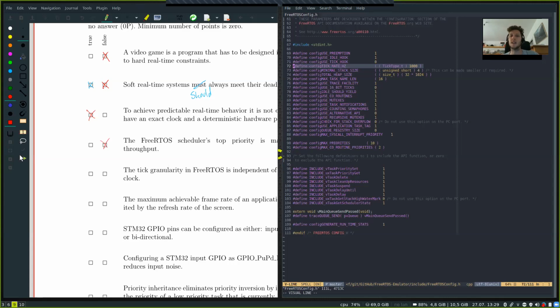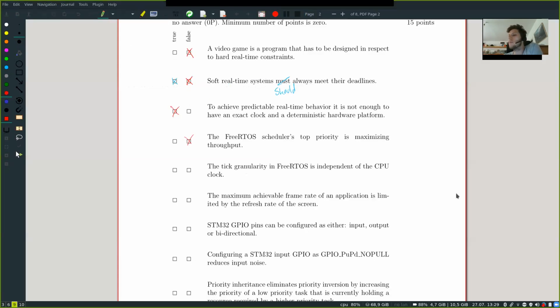Because the system tick, hopefully you can remember from the introductory lectures where I talked about the SysTick in FreeRTOS, is a hardware generated interrupt on embedded systems that triggers calling the scheduler, right? So if you increased your CPU's clock without changing any configuration of the peripherals, you would trigger this interrupt more frequently, and therefore you would influence the tick granularity of FreeRTOS. So this is the long explanation of why this is false.